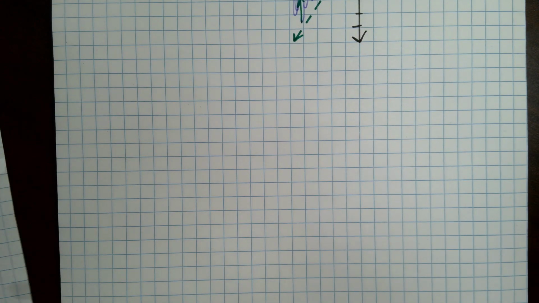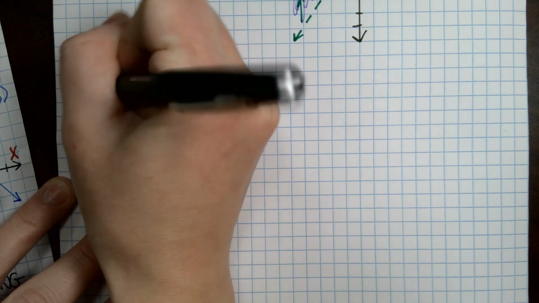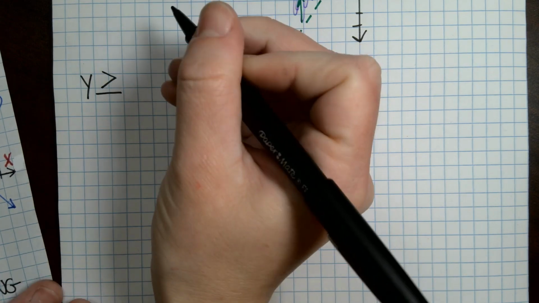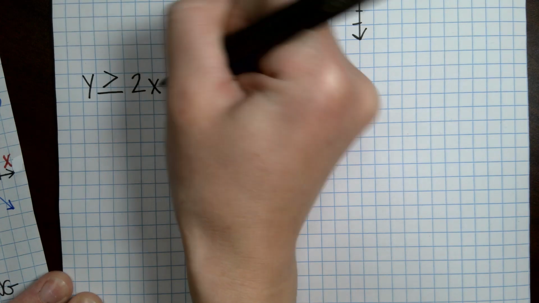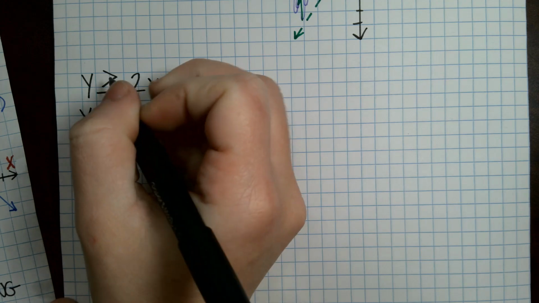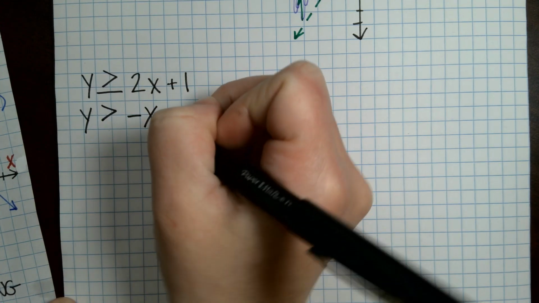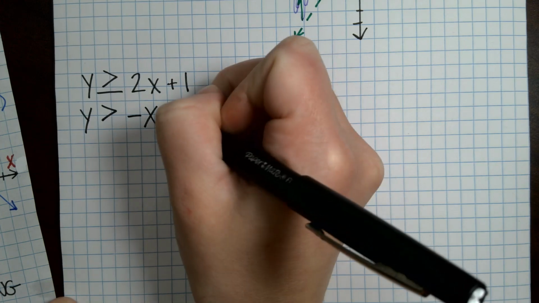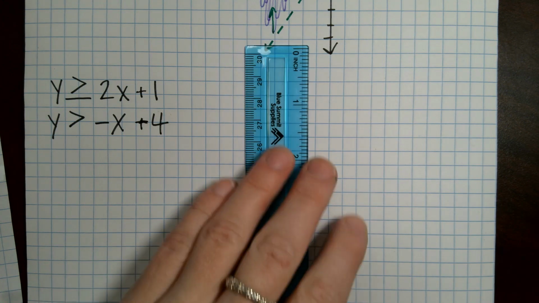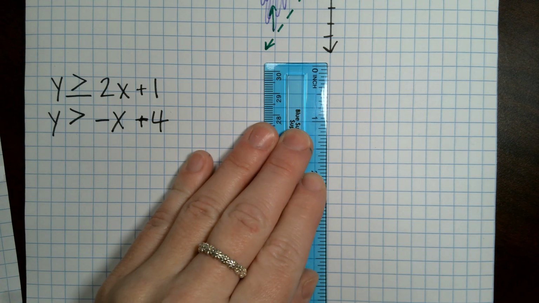All right. Let's start now with y is greater than or equal to 2x plus 1 and y is greater than negative x plus 4. So here's a whole new system of linear inequalities. Before we graph, let's go ahead and draw our x and y axes so that we have somewhere to put our lines.